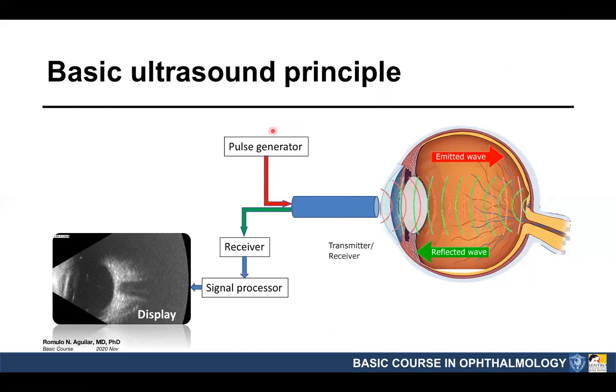So in ultrasound, there is a pulse generator that generates the sound waves introduced to a transducer, and the transducer now emits those waves to the retina. It bounces back and is also caught by the transducer. It is now passed on to a receiver and to a signal processor, and then you have the final image, which would look like this. So that is, in effect, a simple way of explaining what ultrasound is.